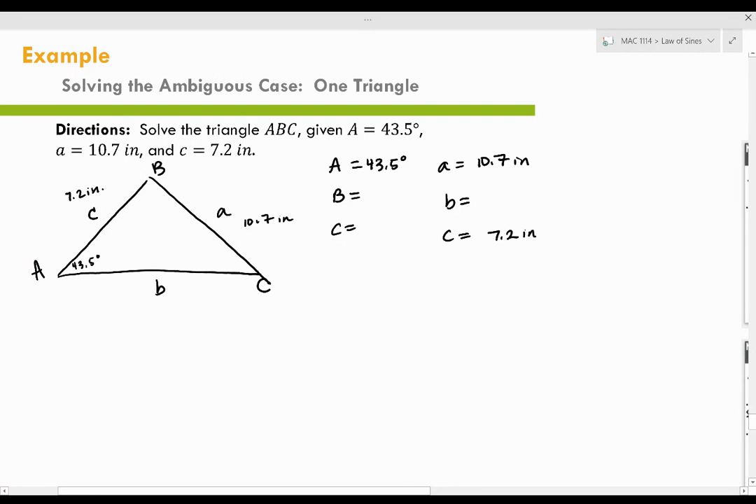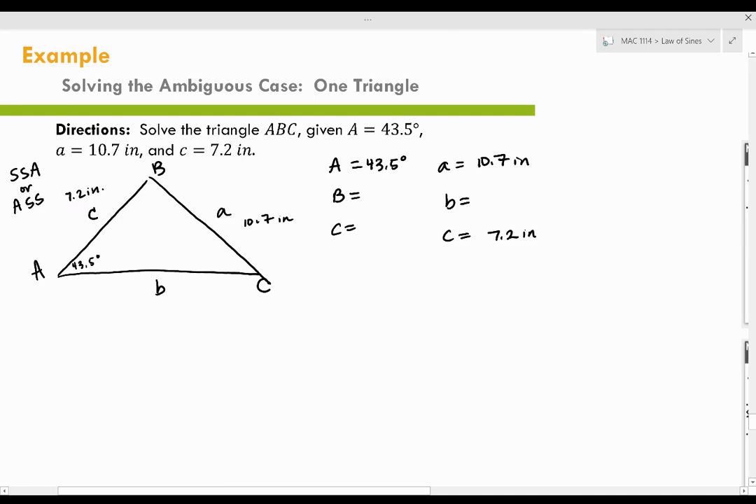Now that I have everything drawn out, I need to figure out what case I'm in. If I look at this triangle, I have an angle and I have two sides. Now the angle that I'm given does not fall in between the two sides. If you were moving around the triangle, I could say side, angle, side, but I don't have that. I have 43.5, so this is a side, side, angle.